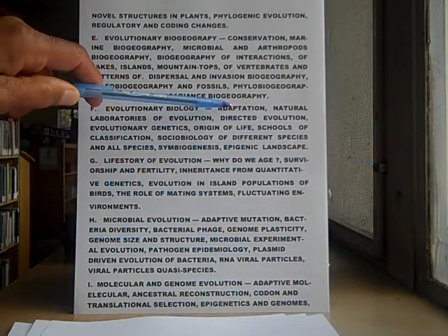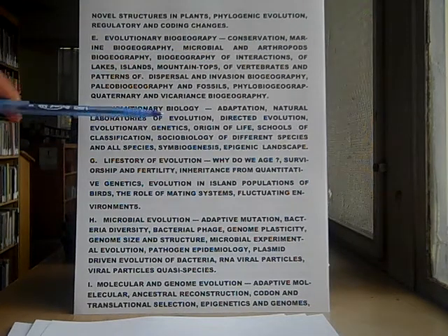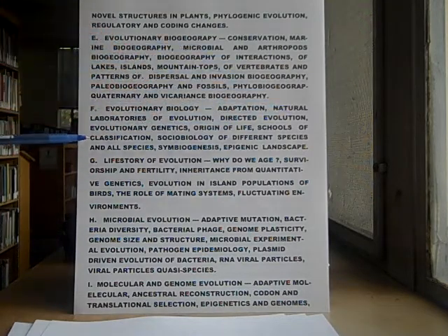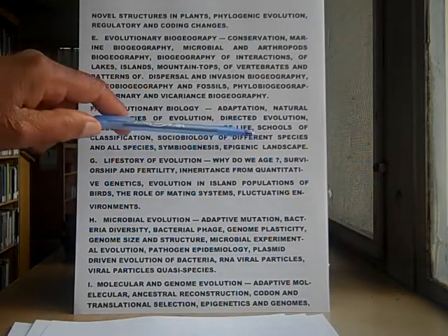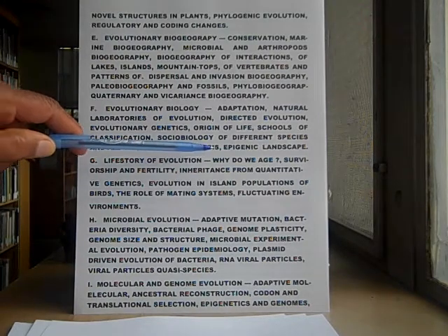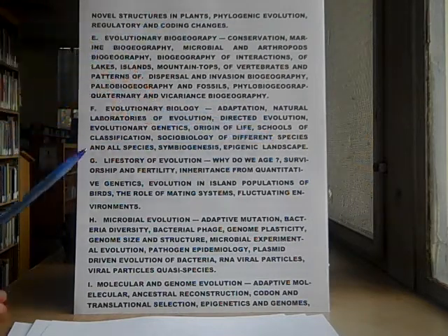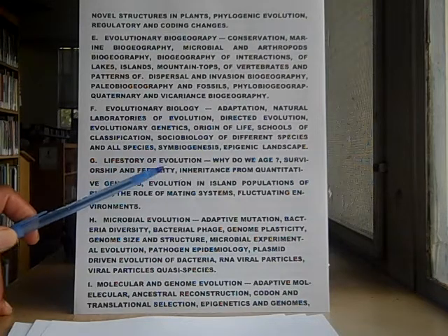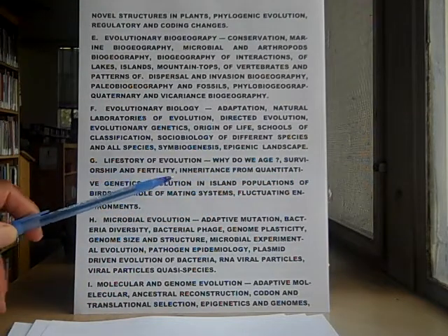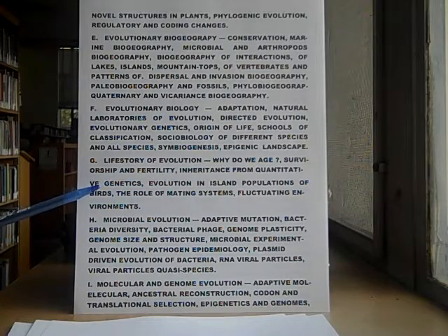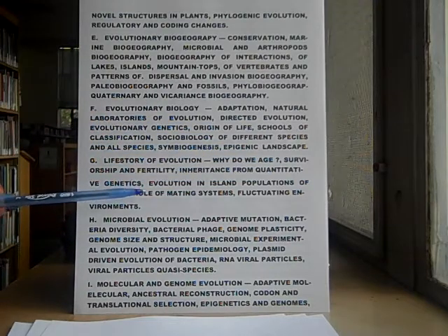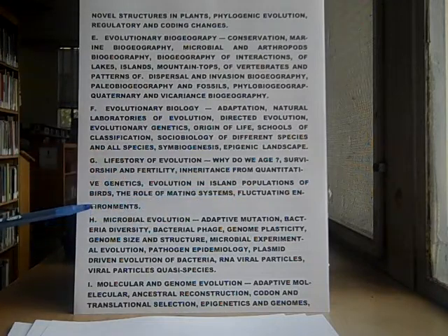This includes adaptation, natural laboratories of evolution, directed evolution, evolutionary genetics, origins of life, schools of classification, sociobiology of different species and all species, symbiogenesis, epigenetic landscapes. We'll go to G, the life story of evolution. This includes why do we age, survivorship and fertility, inheritance from quantitative genetics, evolution in island populations of birds, the role of mating systems, fluctuating environments.